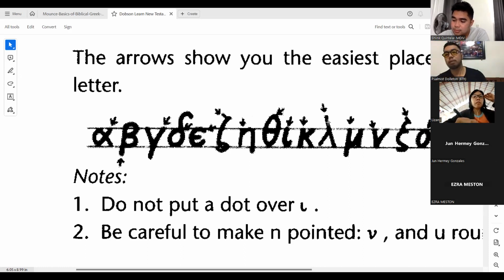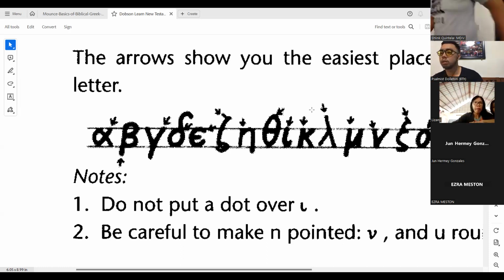Theta is also easy because you put the zero, and if I could recall, the theta was already used in our geometry class when we were in second year high school. And then the I, which is the iota. But in this class, you put a curve, because to show that we are writing in Greek and not in English. And when you read the Greek New Testament, you will see that it follows suit. There is a tail on the iota.